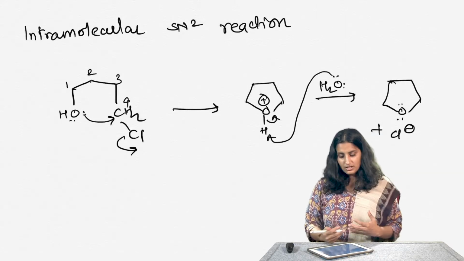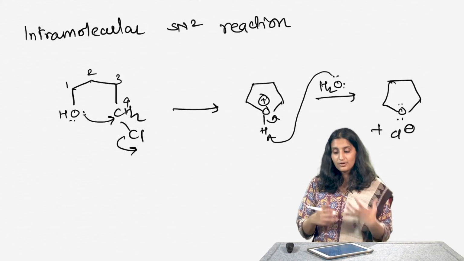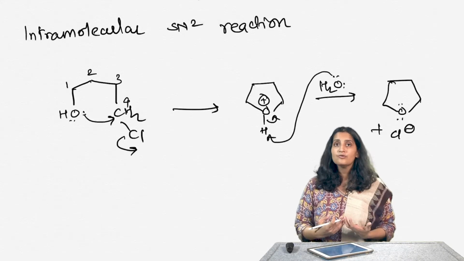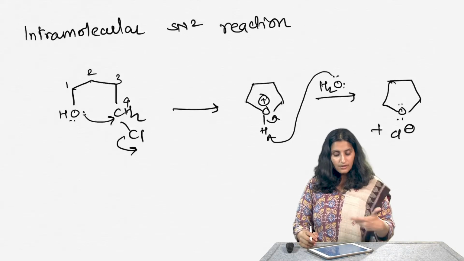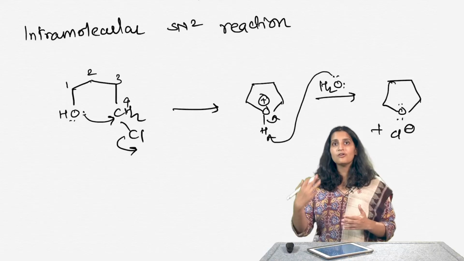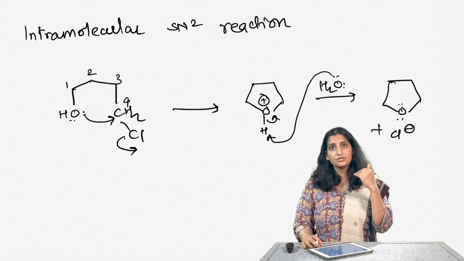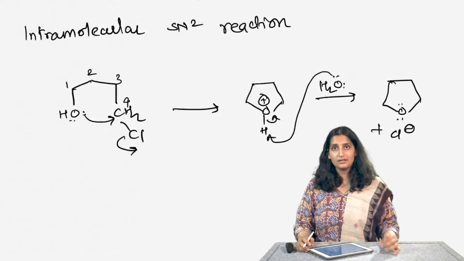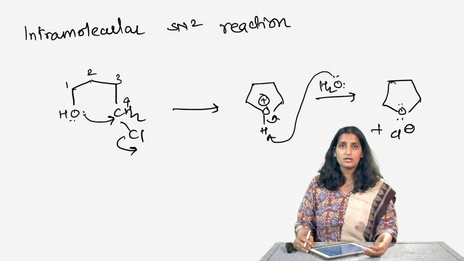But remember, such intramolecular SN2 reactions are also driven by the fact that you are creating a ring which is a 5-membered ring or a 6-membered ring. So, typically you will not see such kind of reactions when you are forming a 3-membered ring or a 4-membered ring. Although under certain conditions you can create even 3-membered rings using an intramolecular SN2 kind of reaction.